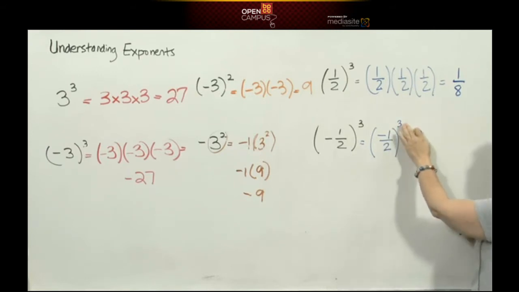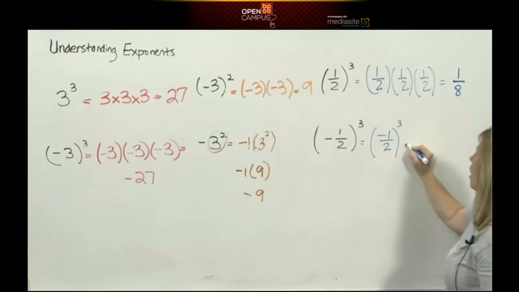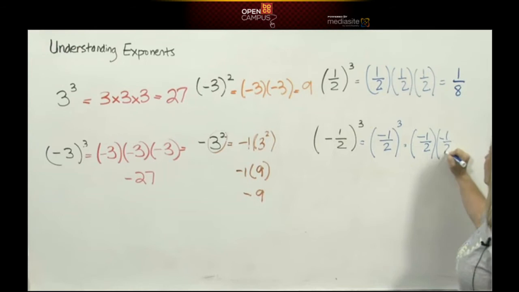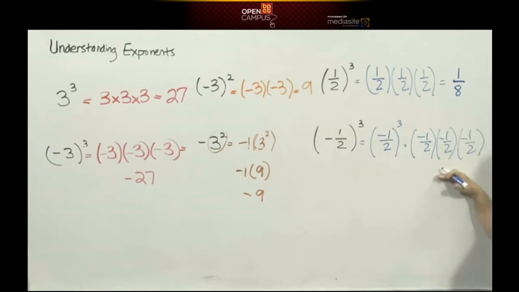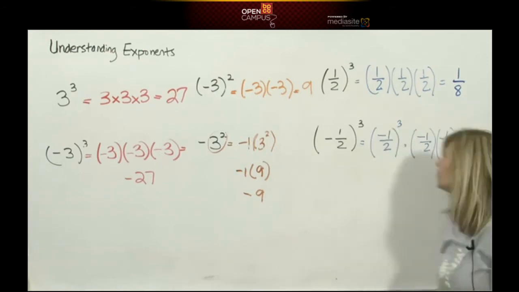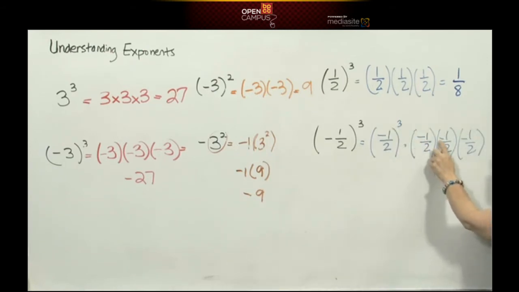Now, cubing means to write this base 3 times. So I have negative 1 over 2 times negative 1 over 2 times negative 1 over 2. Again, multiplying fractions is no problem. Top times top, bottom times bottom. Negative 1 times negative 1 is positive 1. Positive 1 times negative 1 is negative 1. 2 times 2 is 4. 4 times 2 is 8.